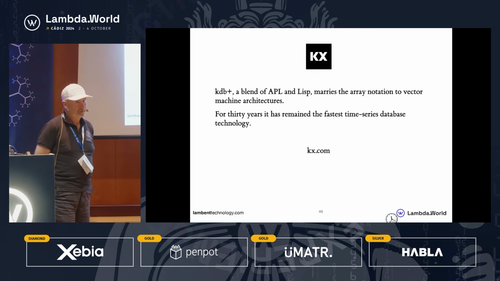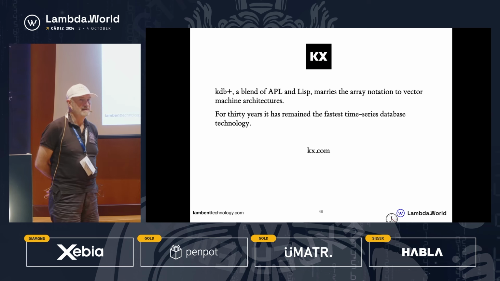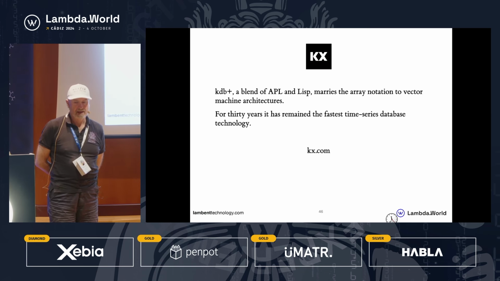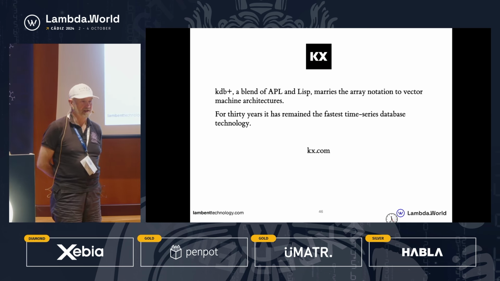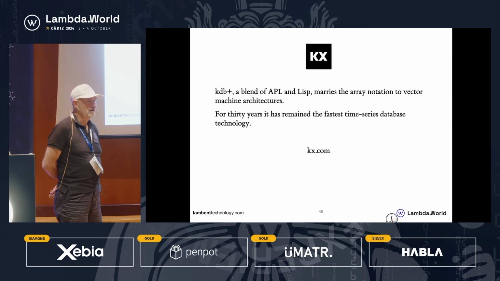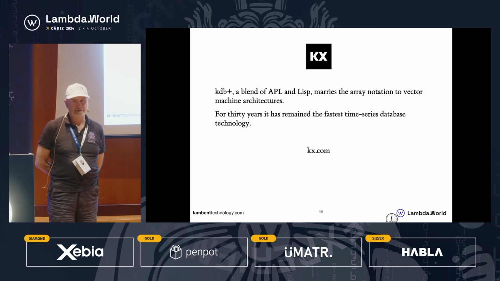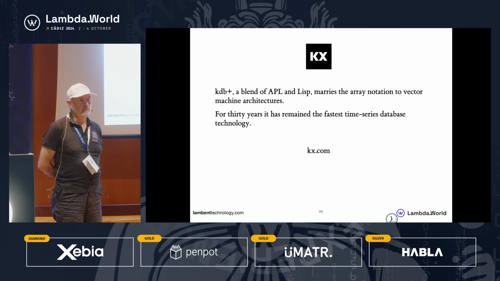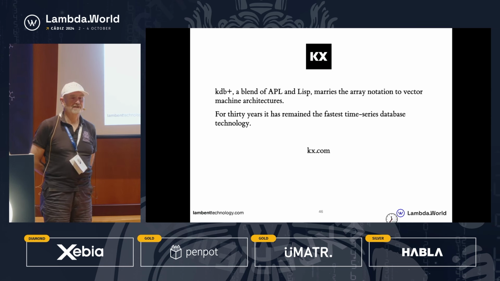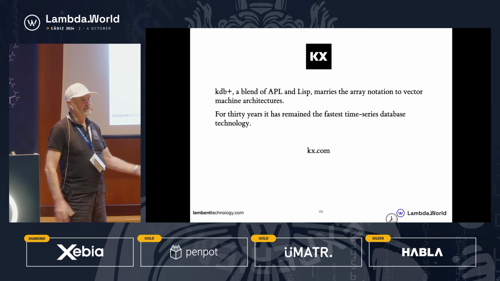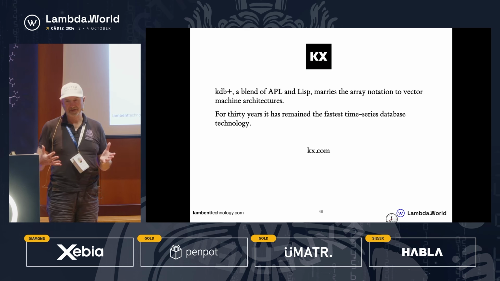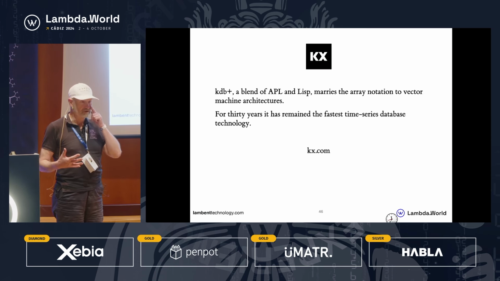In the 1980s, a protege of Ken Iverson's, Arthur Whitney, got hired at Morgan Stanley to write a language, to find a way to handle the vast streams of data that were beginning to come from the financial trading exchanges.